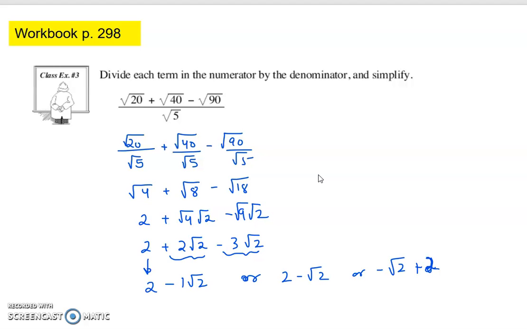Again, this would only work if your denominator divides into your numerator nicely. Next example, we're going to find out what if it doesn't happen, then what do we do with these kinds of questions.